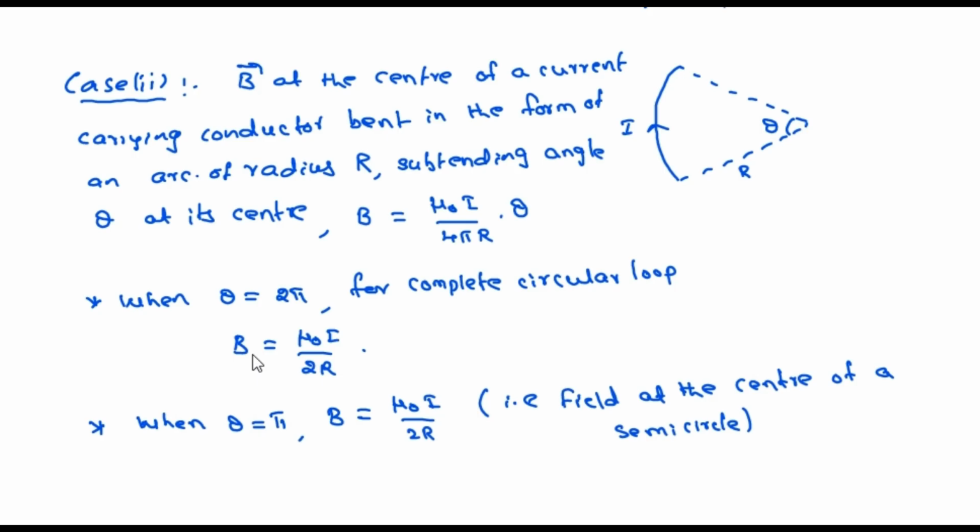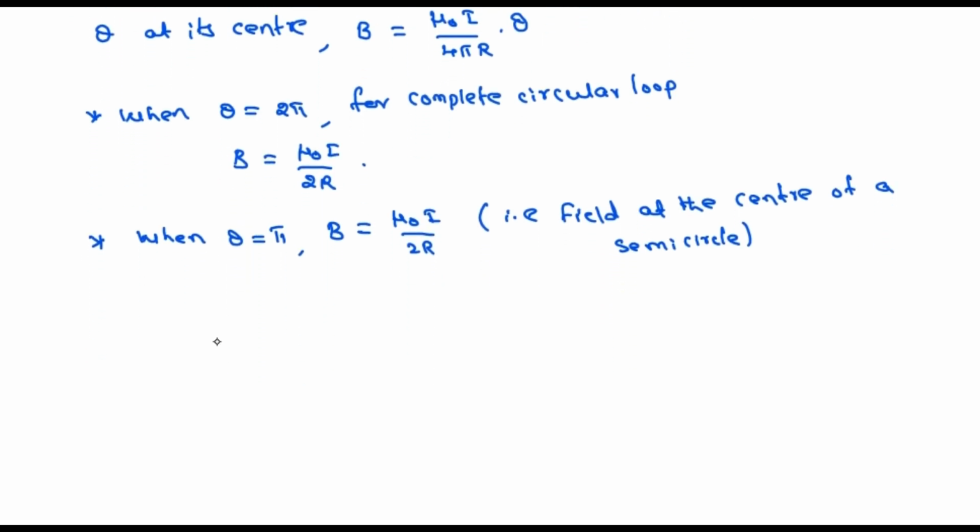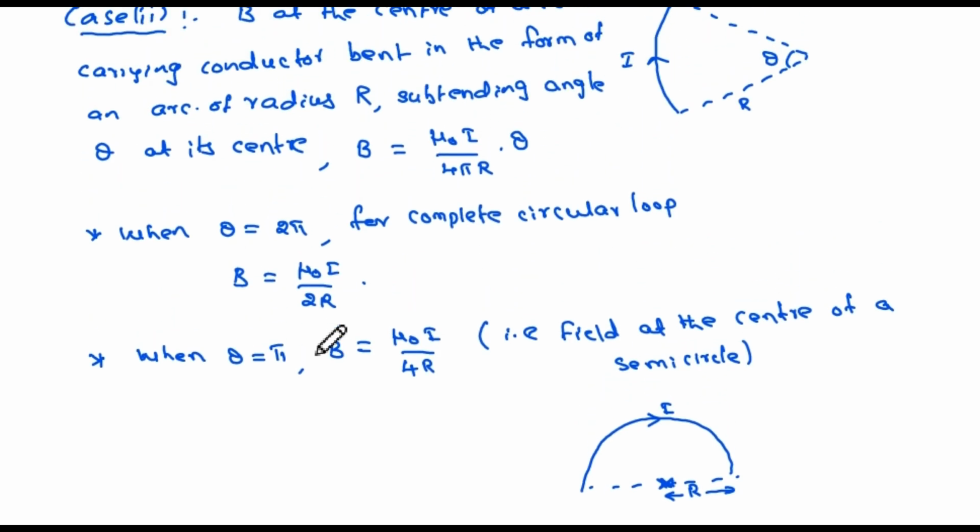That means if we are taking a semicircle of radius r, then the magnetic field at its center will be mu naught I by, sorry, mu naught I divided by 4r. So this is one of the applications of Biot-Savart's law, that is the magnetic field due to a current carrying circular loop.